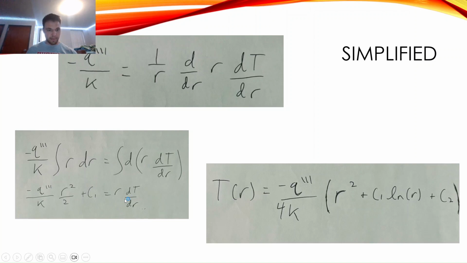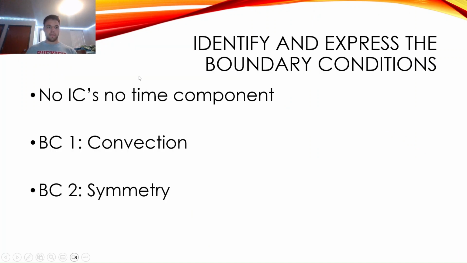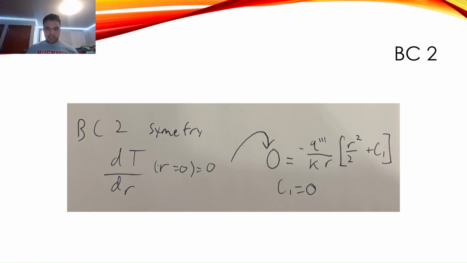We're going to have C1. We're going to take the second integral of this whole equation right here. We're going to get T with respect to R equals all of this. And we're going to have two constants that we're going to have to solve using the boundary conditions. So there's no initial conditions that we need because there's no time component. The first boundary condition is going to be convection, and the second is going to be symmetry. The second boundary condition is symmetry, as I said.